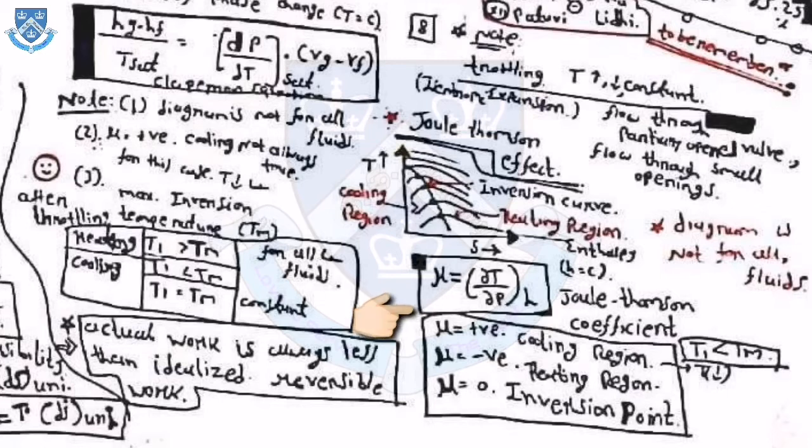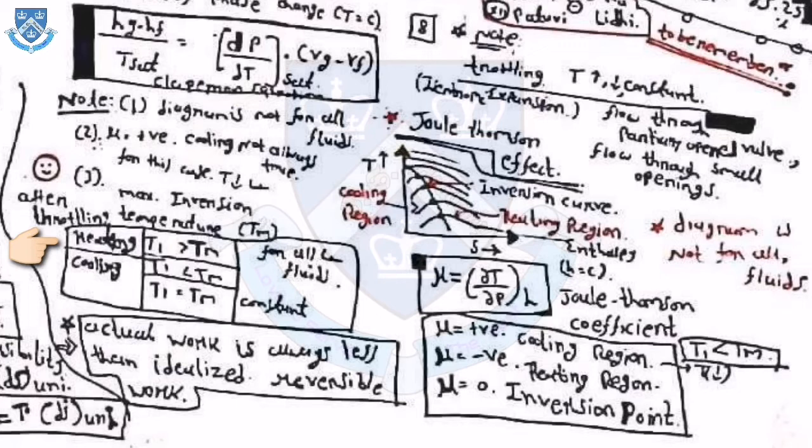It means that for a positive value of the coefficient mu, T1 is less than Tm, for a negative value T1 is greater than Tm, and for zero value of mu, T1 is equal to Tm. So here note for the Joule-Thomson effect that this diagram is not for all fluids. Second, if mu is positive, then always cooling will occur; that is not true. And the third one is the maximum inversion temperature Tm after the throttling process.